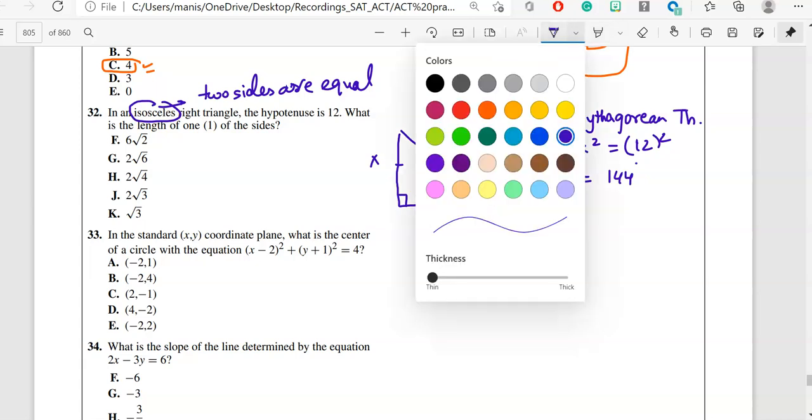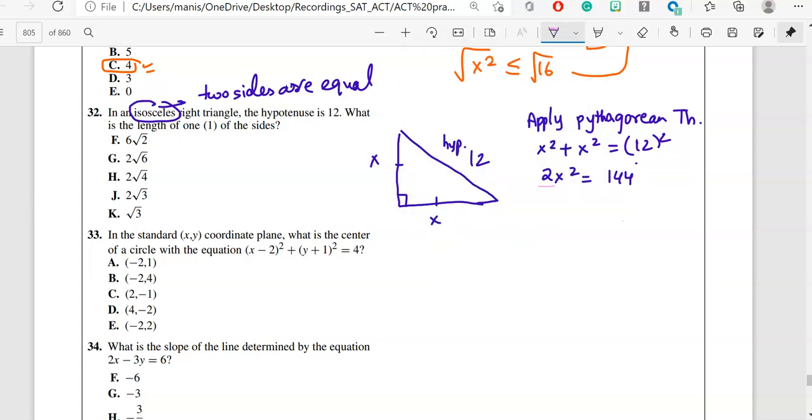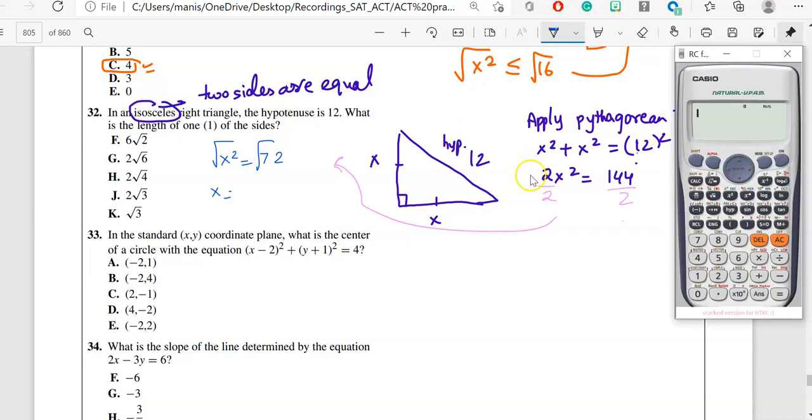Let me change the font size over here. I will divide both the sides by 2, and I'm doing the rest of these over here. And after this I will take the radical. So x is what? Radical 72. That's my answer. So let's check our calculator to see what answer we are supposed to get.